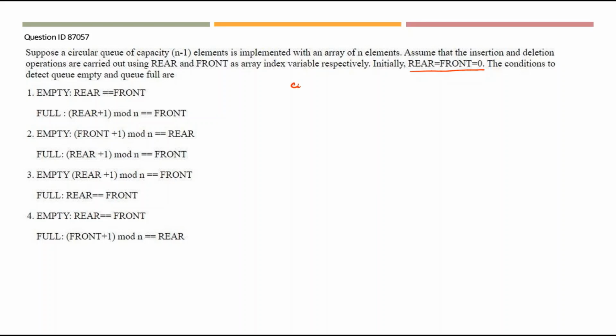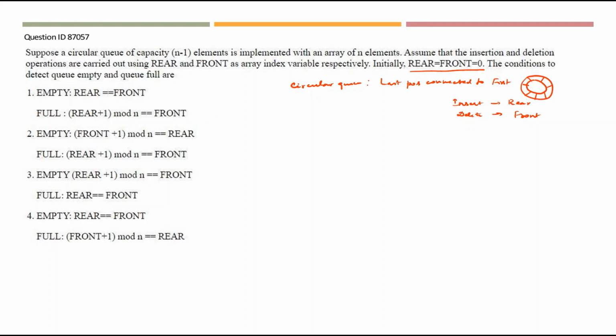What is a circular queue? It's a queue whose last position will be connected back to the first. It will be in the form of circle. You will have the element storage. Whatever you insert, it will be inserted in the rear position. Whatever you delete, it will be deleted in the front position.